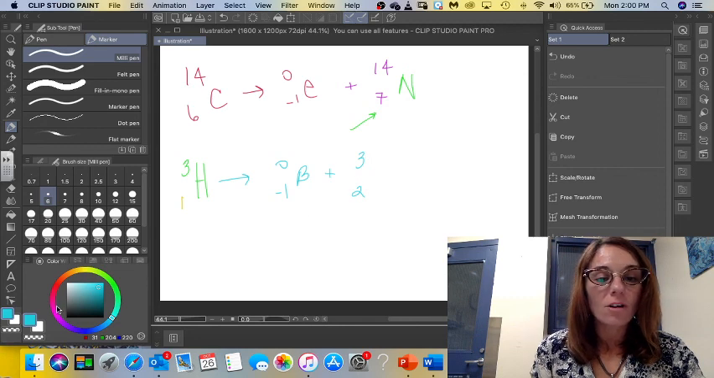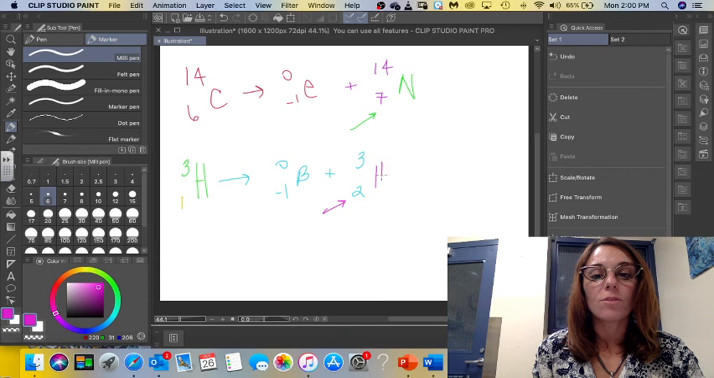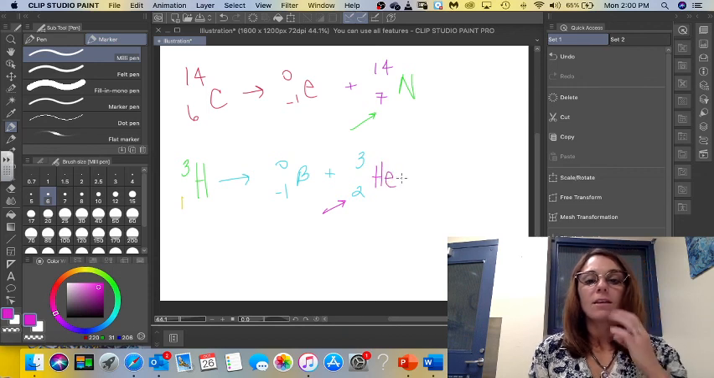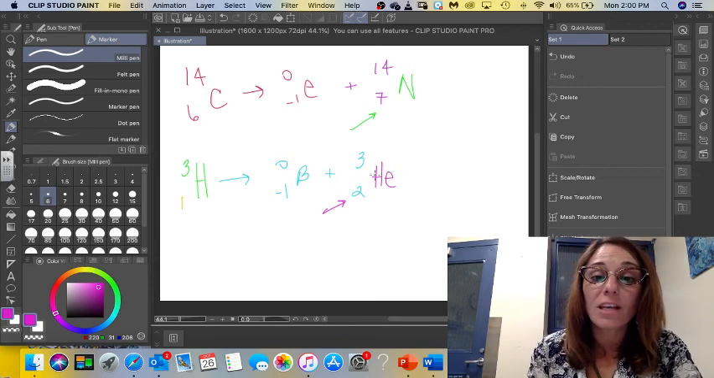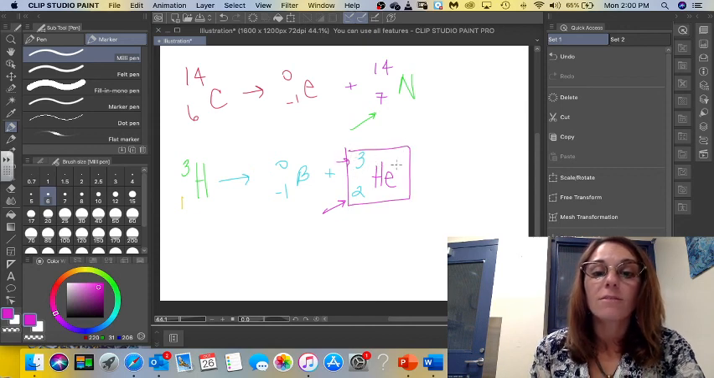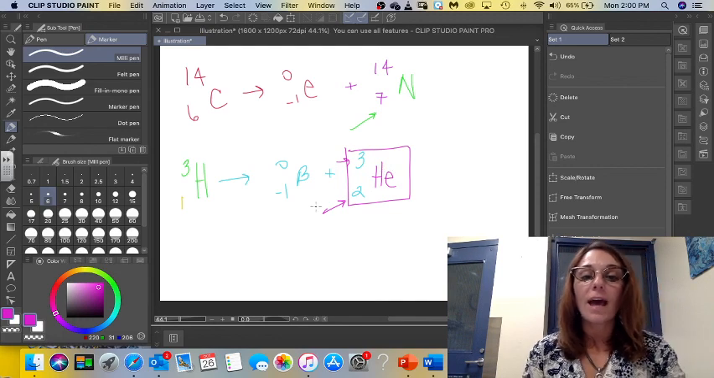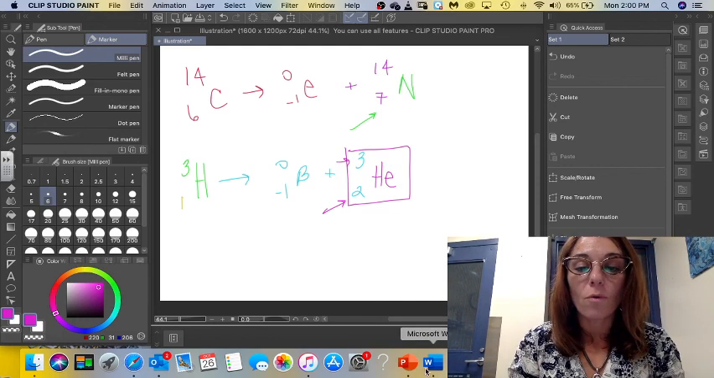So now I need to look on the periodic table, find out what element is element number 2, and that is helium. Now we've seen helium as an alpha particle. Please note that this is not an alpha particle because the mass is different. This one has a mass of 3. The mass of the alpha particle is actually 4.